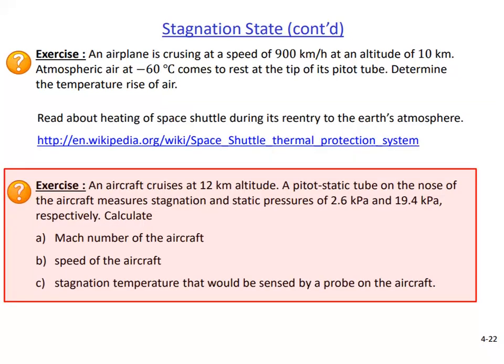The second exercise of this slide makes use of the same principles as the first one. Please work on it by yourself.